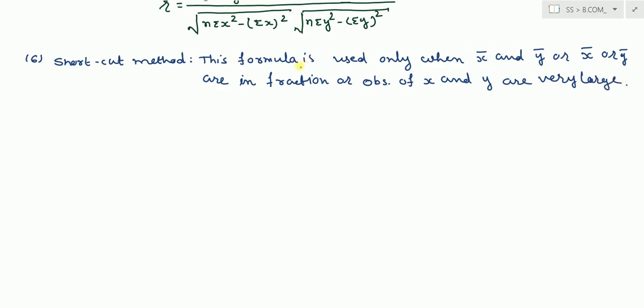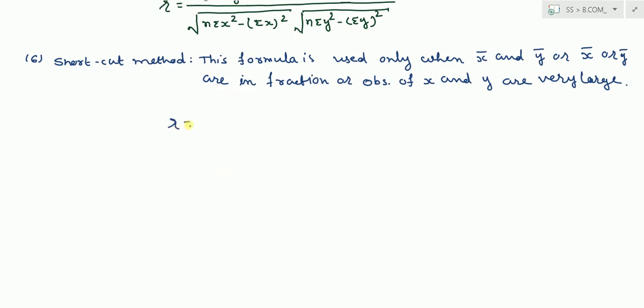Okay, so we have to use this formula when x bar and y bar are in fraction, means in point, or x bar is in fraction or y bar is in fraction. That is, when x bar and y bar are both in fraction, or only x bar, or only y bar is in fraction, or when the observations of x and y are very large, we will use this.